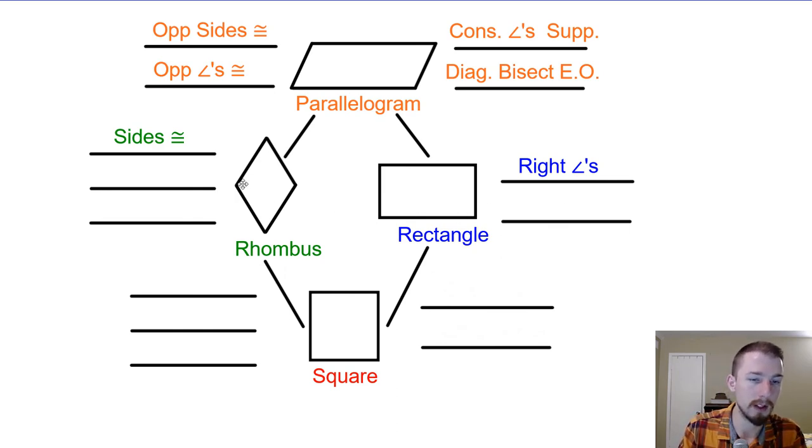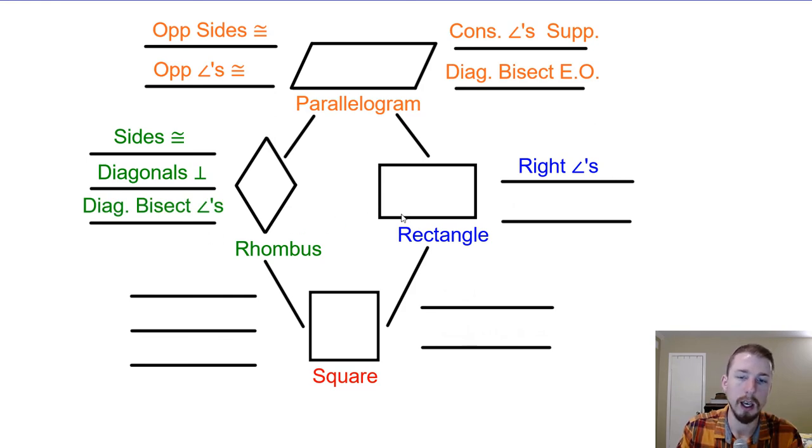What's special about a rhombus? Well, the diagonals do 2 things. They're perpendicular and they bisect the opposite angles. So diagonals are perpendicular and they bisect the opposite angles. And then over on the side for the rectangle, what's special about them is that the diagonals are going to be congruent to each other. So they're always going to be exactly the same.